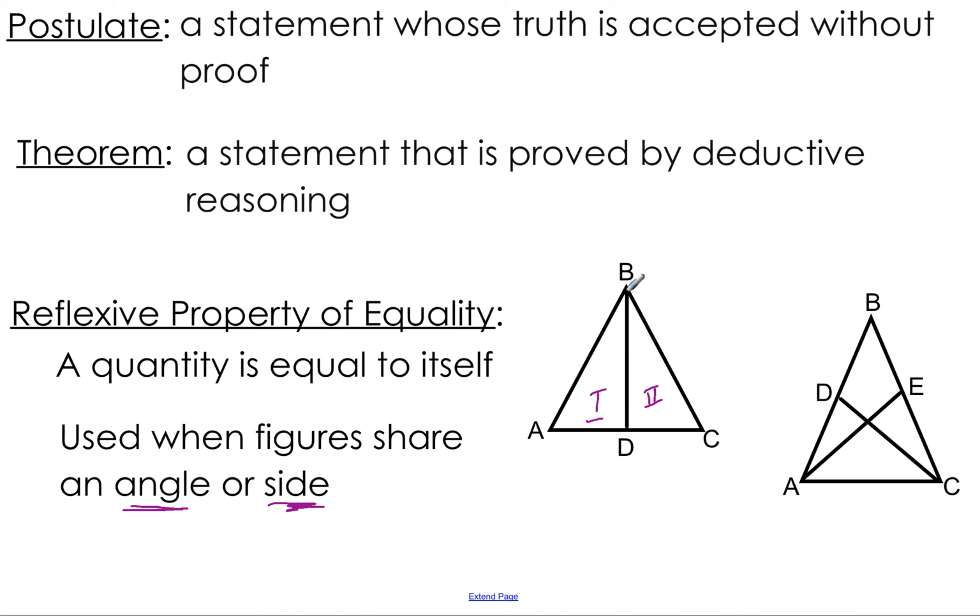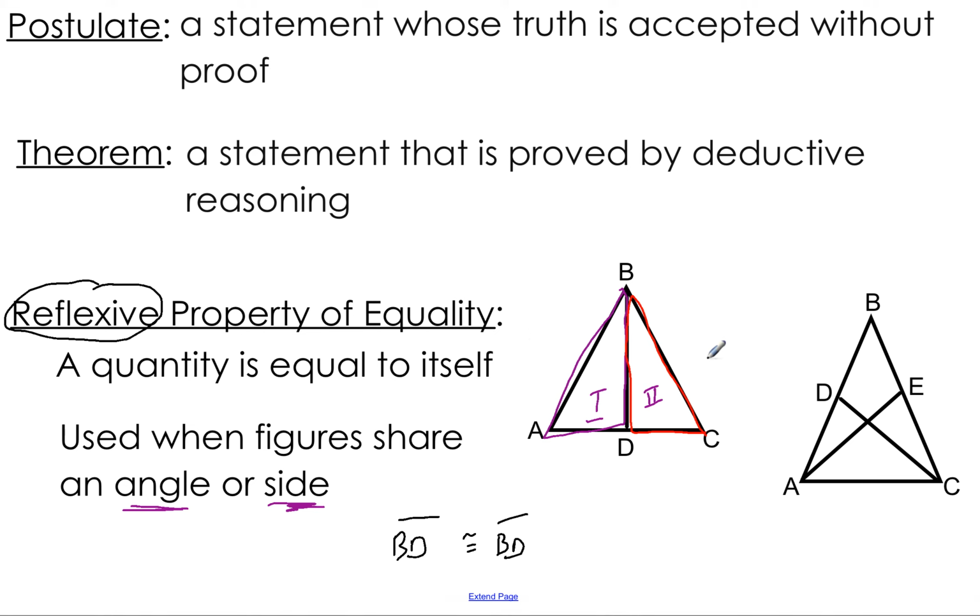So you'll notice that triangle ABD uses line segment BD, and you'll also notice that triangle CBD uses that same line segment, that same side, BD. So in my proof, how would I use this? What I would say in my proof as one of the statements is that line segment BD is congruent to line segment BD. And the reason would be, as you guessed it, the reflexive property.